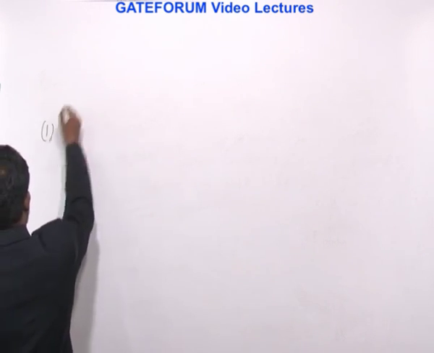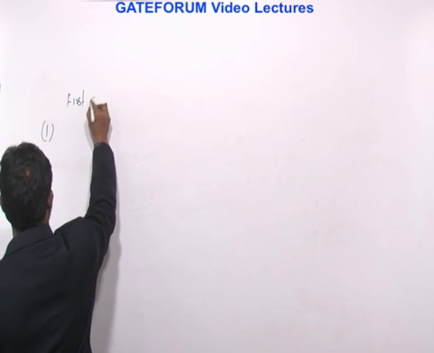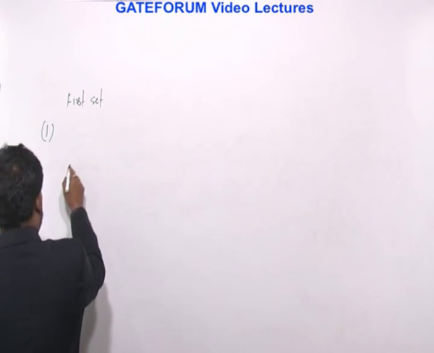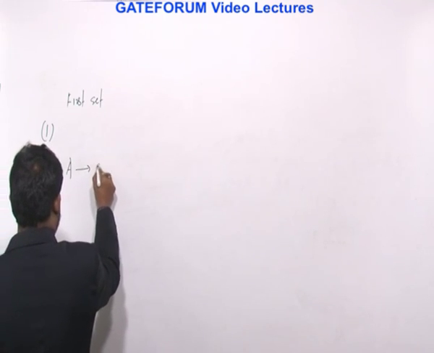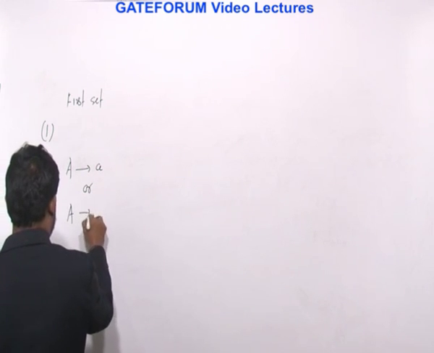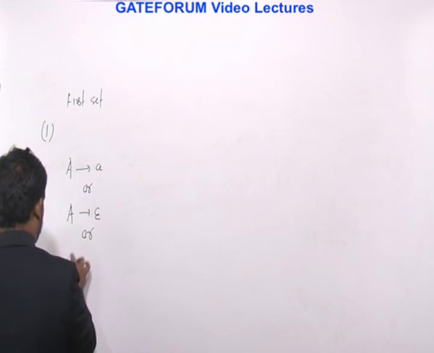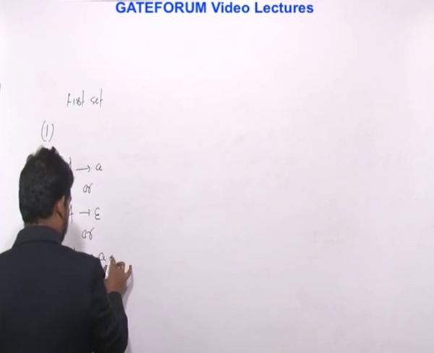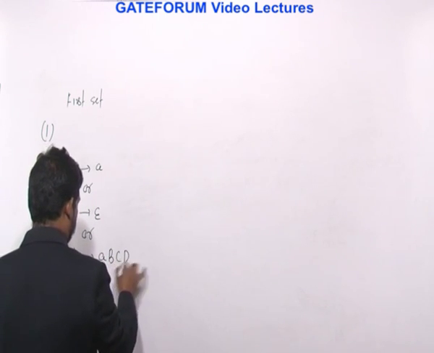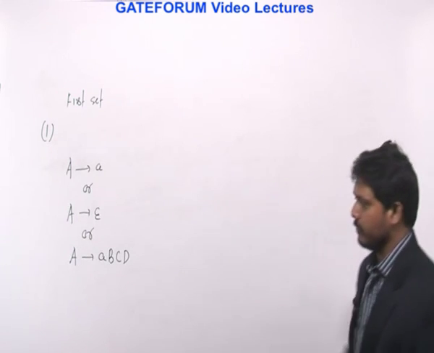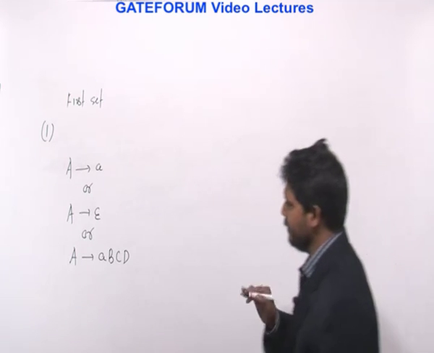So the first rule is first set calculation. Okay, if A derives, the best case, a trivial case, A derives a, or A derives epsilon, or A derives a followed by, let's say, B, C, D. Anything. Okay, so this is the first rule. That is the simplest rule.